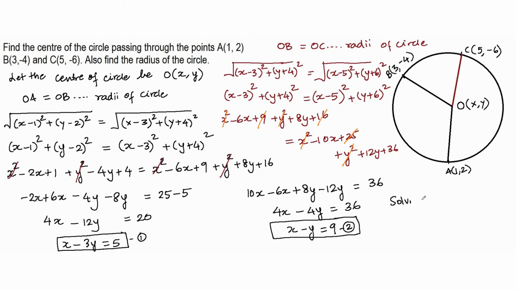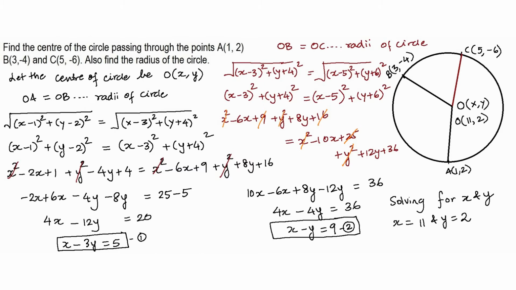So solving for x and y, we get the following values. x is 11 and the value of y is equal to 2. Therefore, the center of the circle is 11, 2.